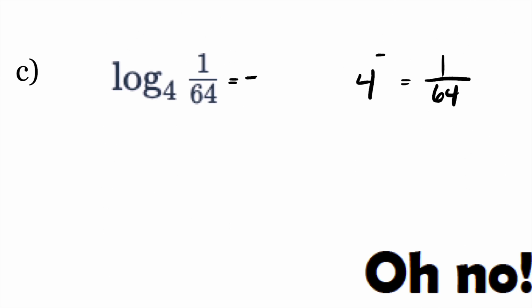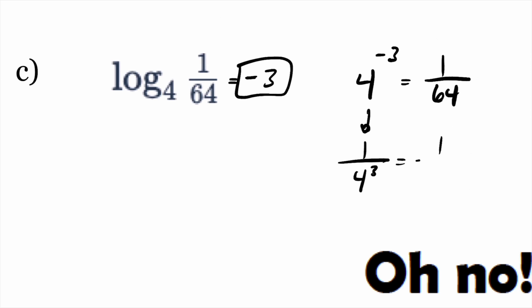Okay. So once it's flipped, 4 to what power makes 64? 3. Right? Because this means 1 over 4 to the third power, and then 4 times 4 times 4 makes 1 over 64. Okay? That's what negative powers do. Negative powers flip it, either to the bottom or to the top.